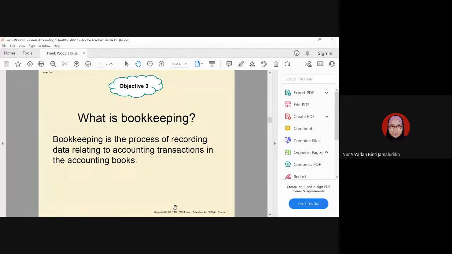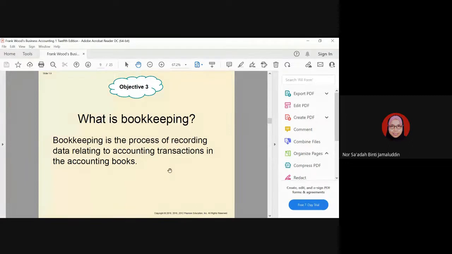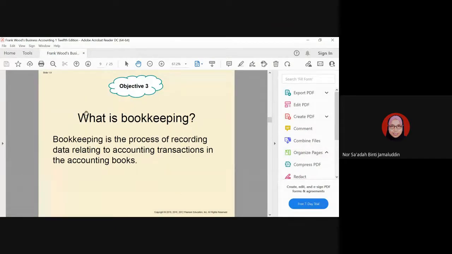These are the important words you must include, but you must precede them with the process, because bookkeeping is the process of recording data. What data must you record? Data relating to accounting transactions. Where do you record your accounting transactions? They must be recorded in the accounting books. These are the three words that you must include, let's say, when you want to explain what bookkeeping is.